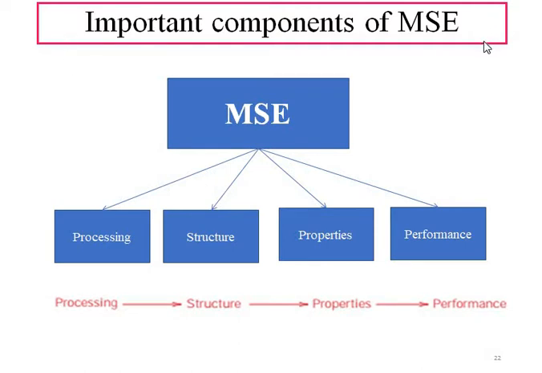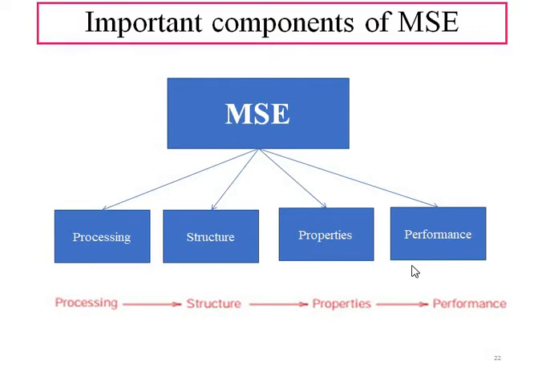Okay, in this class we are going to see the next part, that is the important components of material science and engineering. Material science and engineering has four major components. The first one is processing, the second one is structure, the third one is properties, and the fourth one is performance.